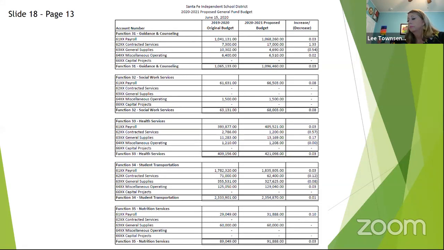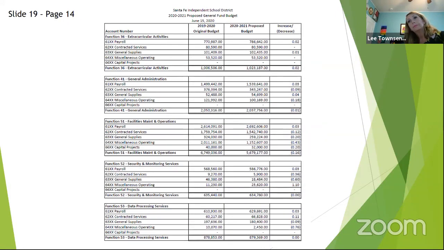Slide 18 is a look at functions 31 through 35. Guidance and counseling is function 31. It shows the payroll and the contracted services. And again, the adjustments up or down in object code 6200 to 6600 are accounted for in each budget manager's budget. What you should notice is that functions with 6100 for their payroll have all increased to show the increase in the salary.